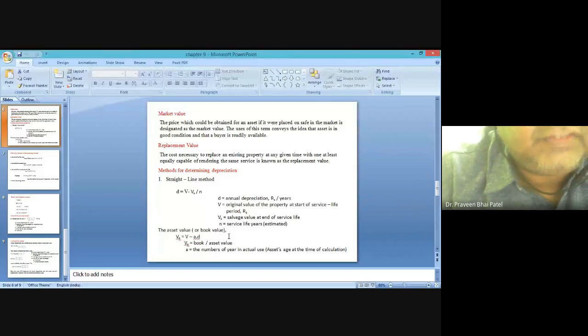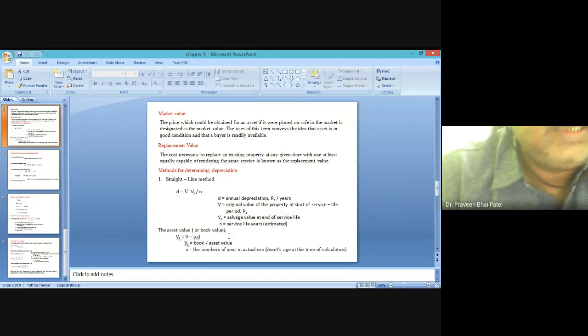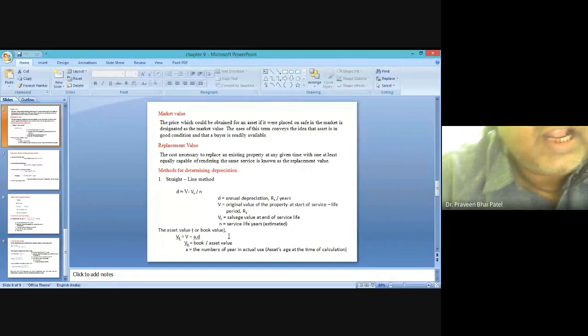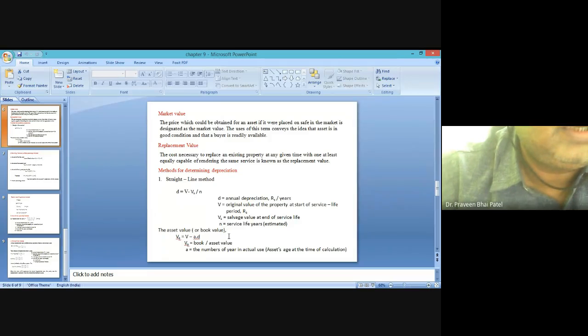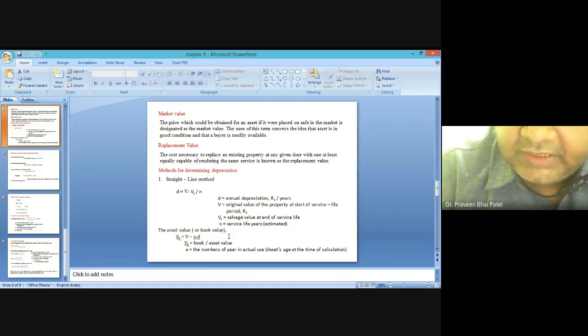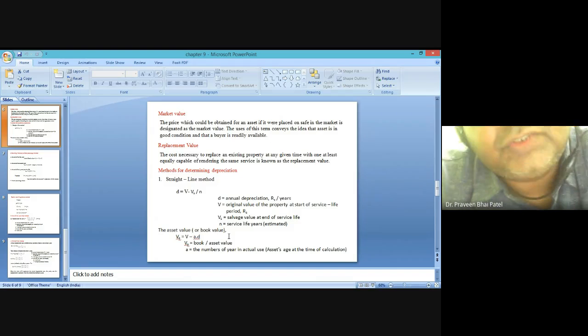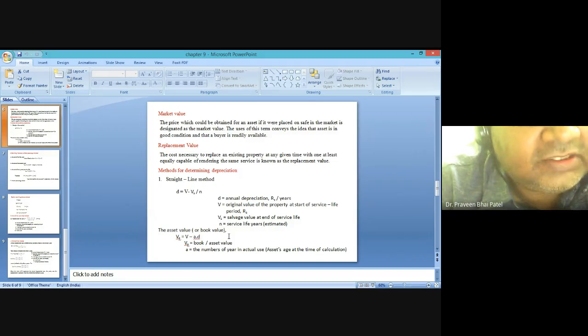That means in the first year the depreciation will be 2,700, in the second year it will be 2,700, in the third year it will be 2,700, and similarly till the 10th year it will be 2,700, and finally we will be left with rupees 3,000, that is the salvage value which we have decided. So this is the straight line method, where at one time we decide the depreciation and we reduce it in every year.